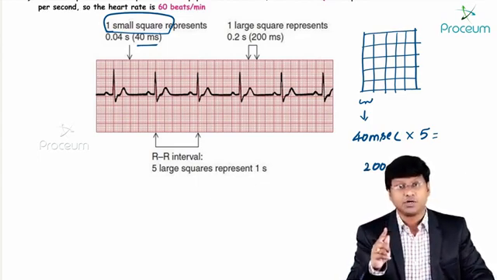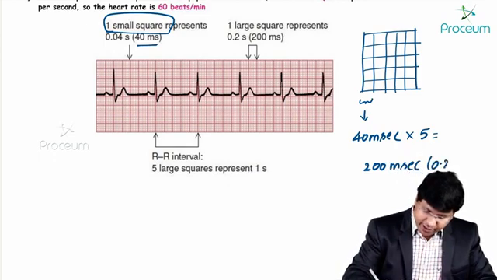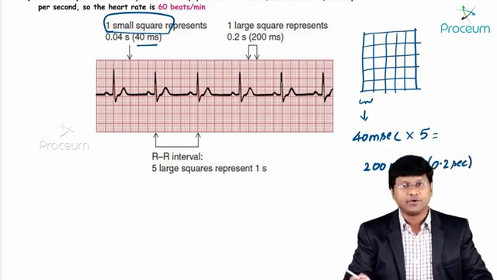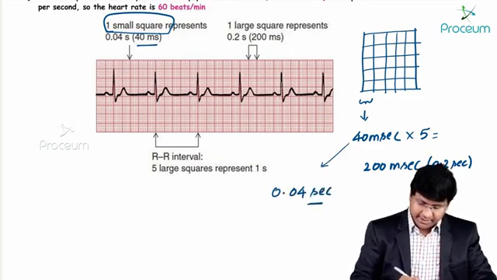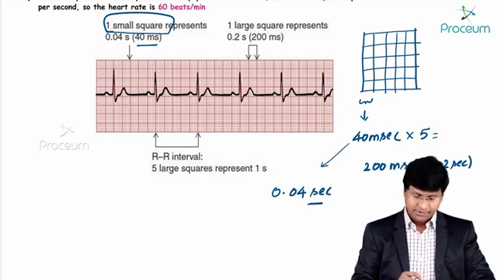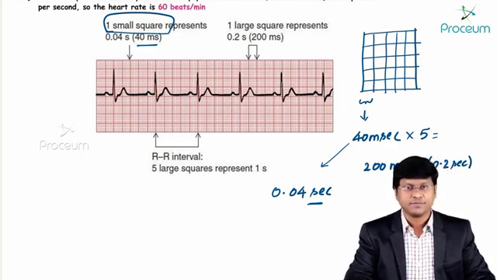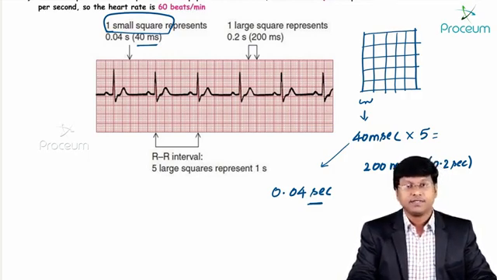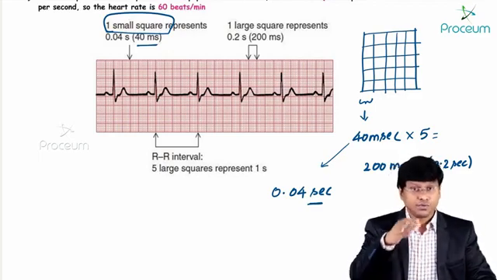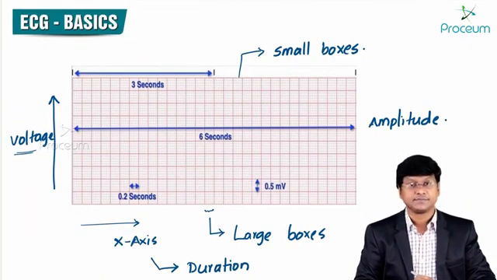So one large box is 200 milliseconds, or in seconds, that will be 0.2 seconds. Or if you take 40 milliseconds into seconds, that is 0.04 seconds. Is that clear? So that is the duration of one small box as well as one large box, and this is about the ECG basics on the ECG paper. Now, at the same time, you should also know the y-axis.